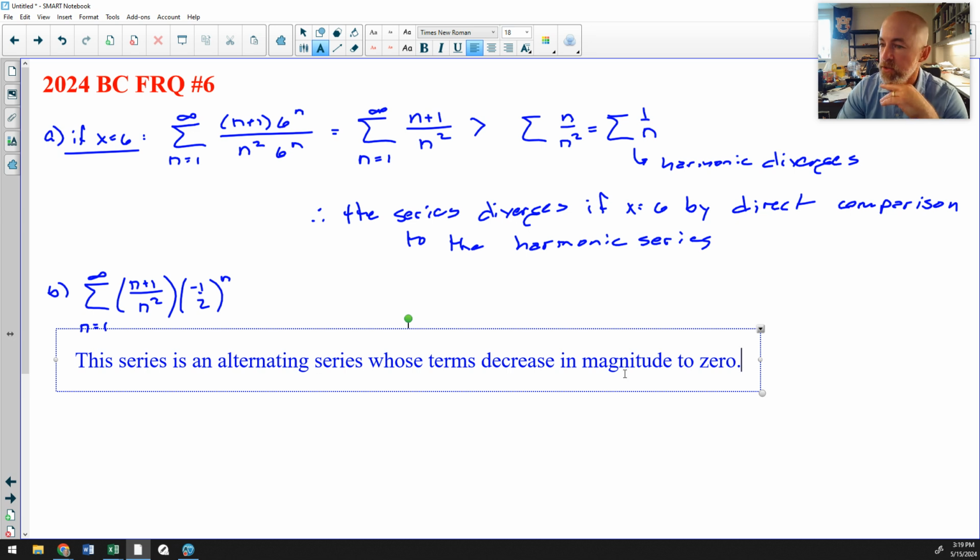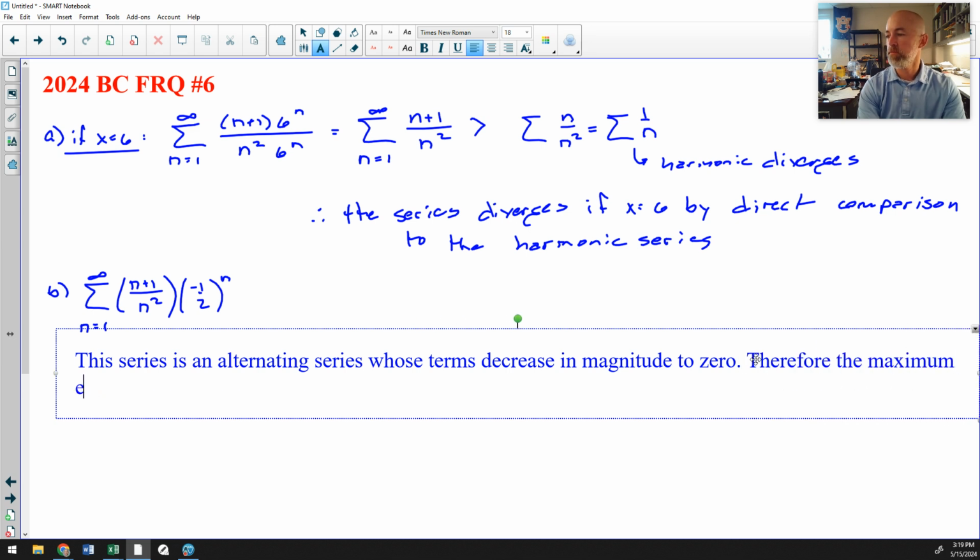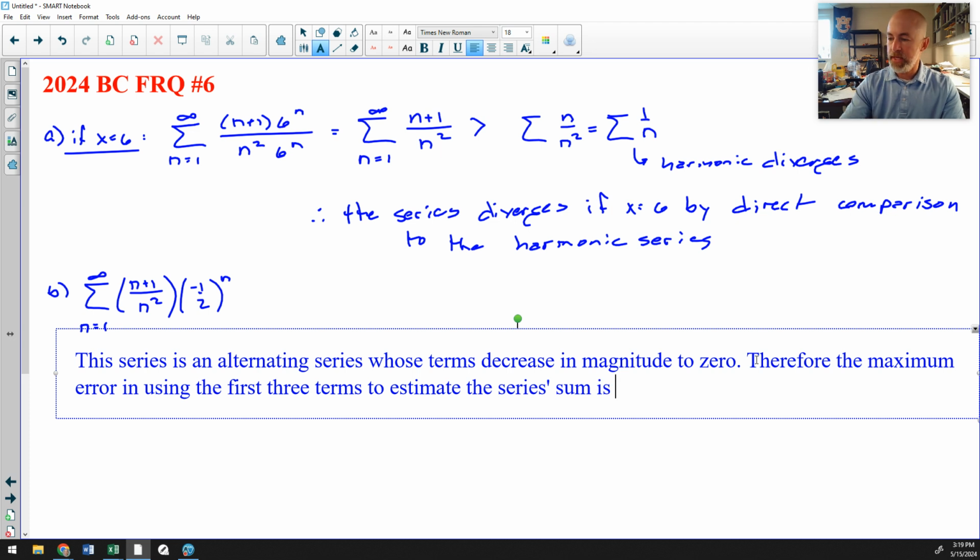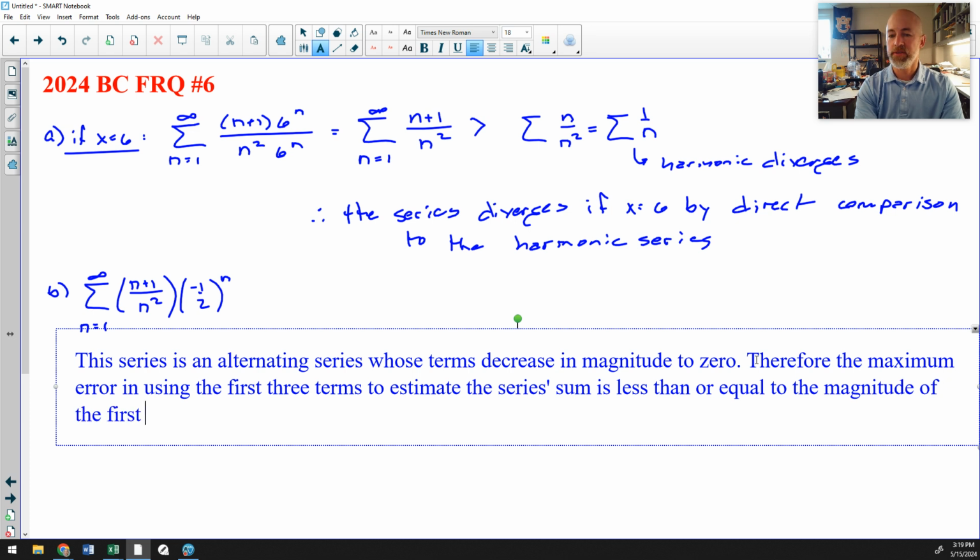So the series is an alternating series whose terms decrease in magnitude to 0. Therefore, the maximum error in using the first 3 terms to estimate the series sum is less than or equal, this is wordy, to the magnitude of the first omitted term, which is the 4th term. That was really wordy.